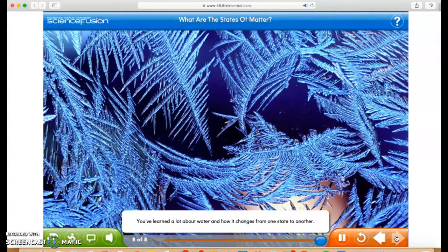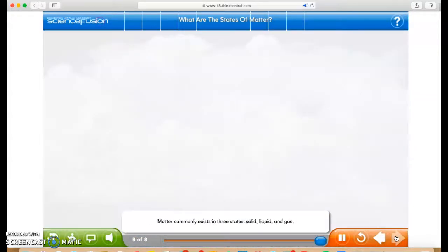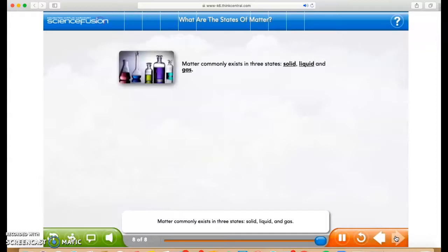You've learned a lot about water and how it changes from one state to another. Before we finish, let's take a quick look at the main points you covered. Matter commonly exists in 3 states: solid, liquid, and gas. Solids have a definite shape and volume. Liquids take on the shape of their container, and they do not have a definite shape. Gases do not have a definite volume or shape.